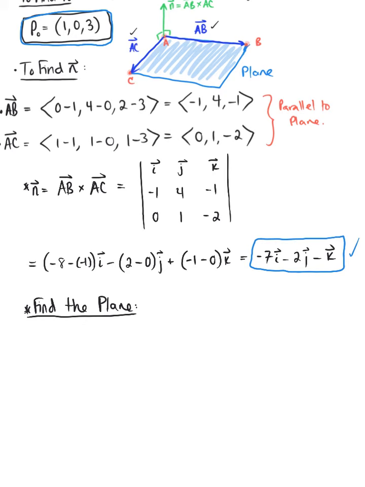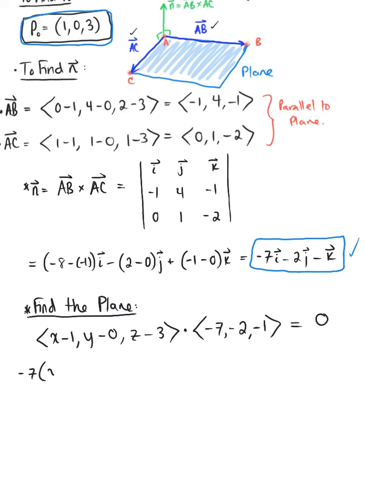So here we go. Again, we'll start with our dot product here. We have x minus 1, y minus 0, z minus 3, so our position vector, and we dot this with the normal vector we just found, -7, -2, -1. So these two vectors are perpendicular to each other, so we know that their dot product is 0, and by definition of the dot product, we have -7 multiplied by x minus 1, minus 2 times y, minus 1 multiplied by z minus 3 is equal to 0. And we're ready to simplify.